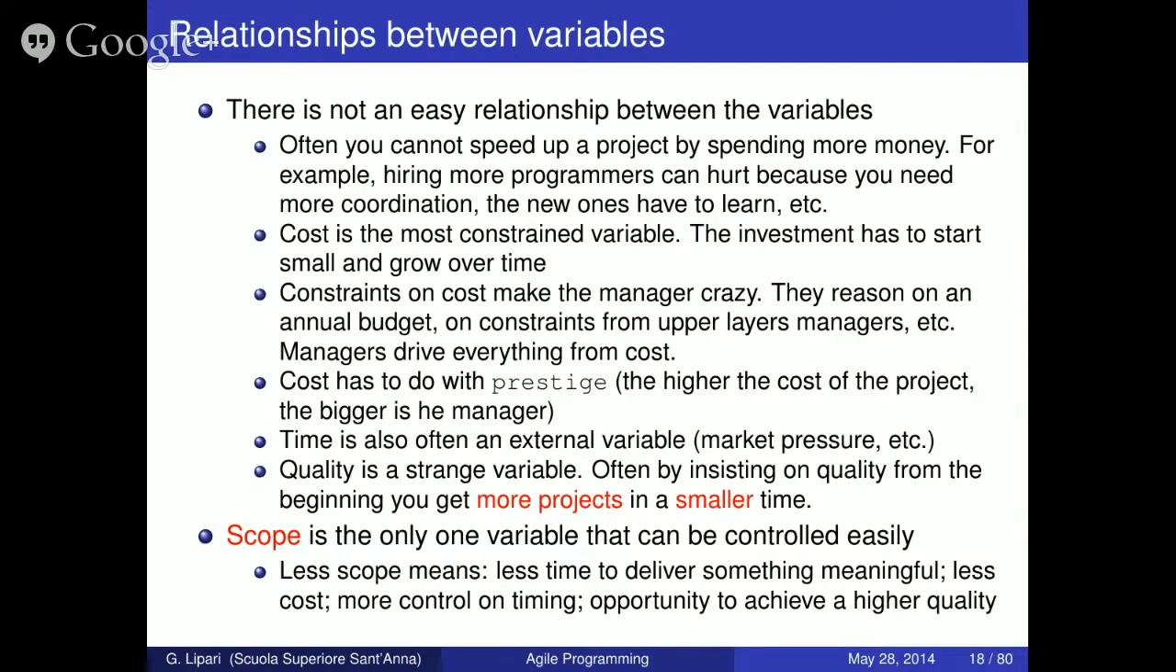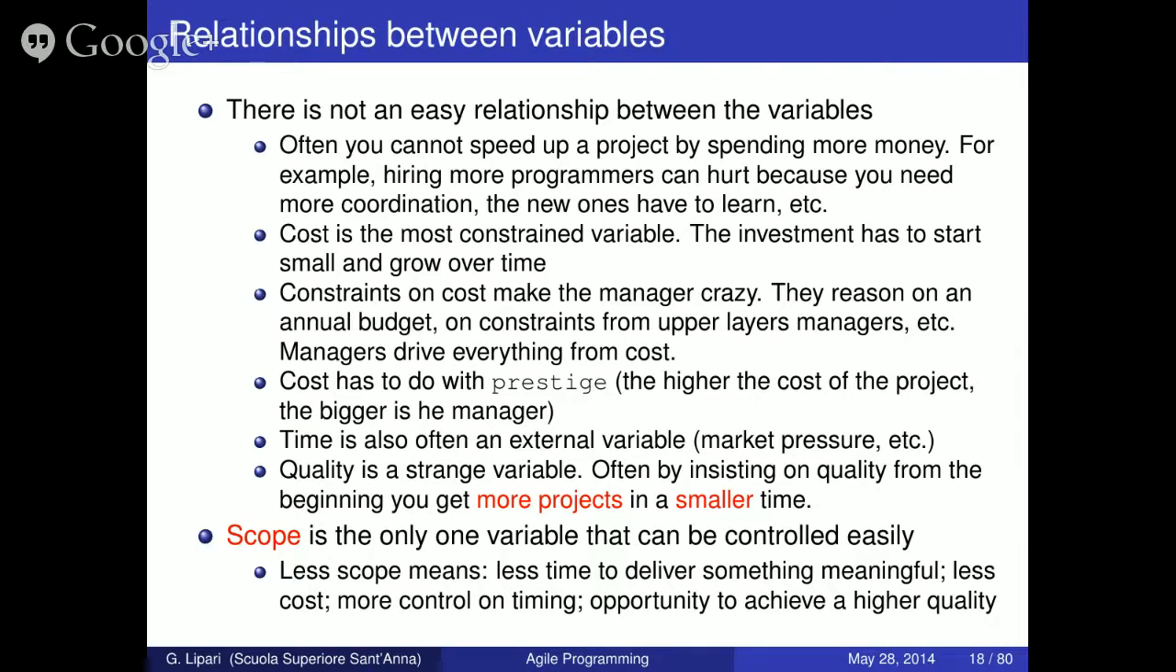The relationship between these variables is not easy at all. Suppose you are in the middle of a project and you understand you are late and you want to accelerate. So the manager says, we need to accelerate. I'm going to spend more money on that. For example, I'm going to hire 10 more programmers to help the existing programmers to go faster. Well, this doesn't work. More often than not, hiring more programmers can hurt because what you need is more coordination.